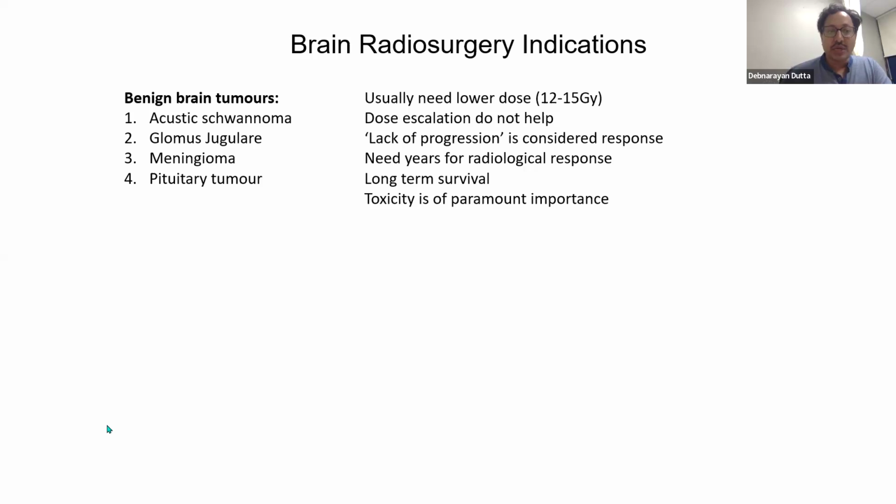Now, when we talk about indications for radiosurgery, there are two aspects. Two means four aspects actually. One is benign brain tumors like acoustic schwannomas, glomus tumors, and pituitary tumors. Now, the interesting thing is that you need to give a very low dose, 12 to 15 gray, in this. And if you increase the dose, it does not help.